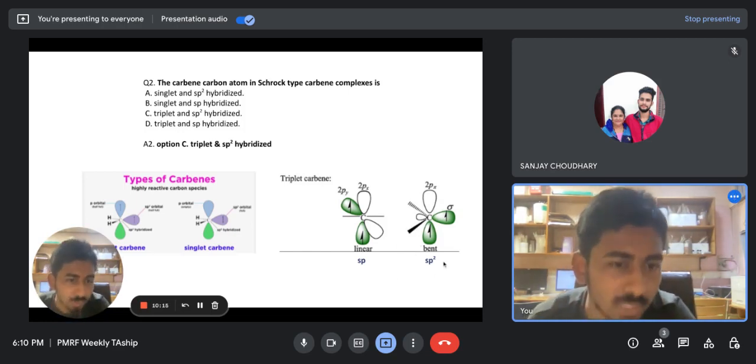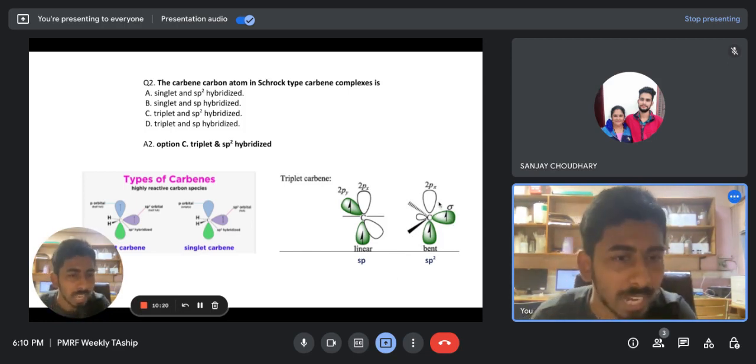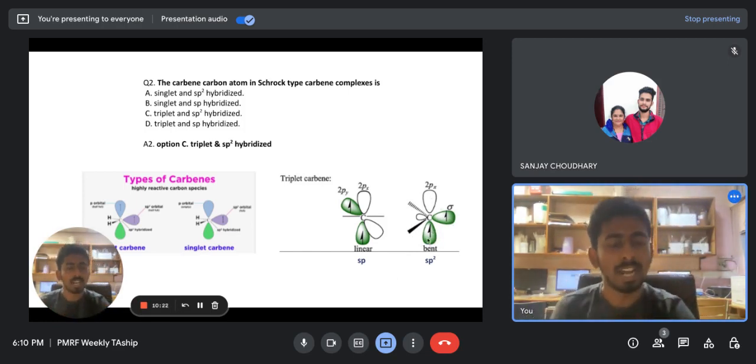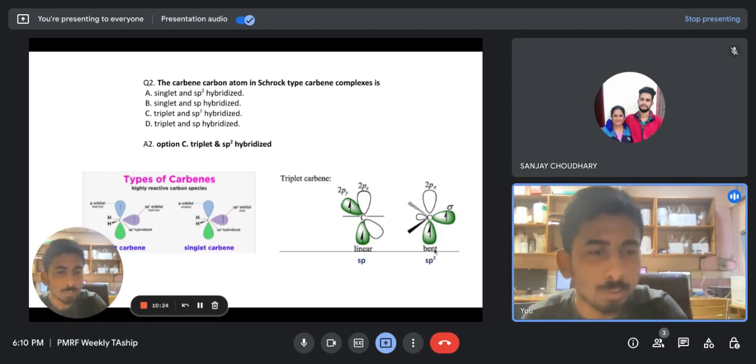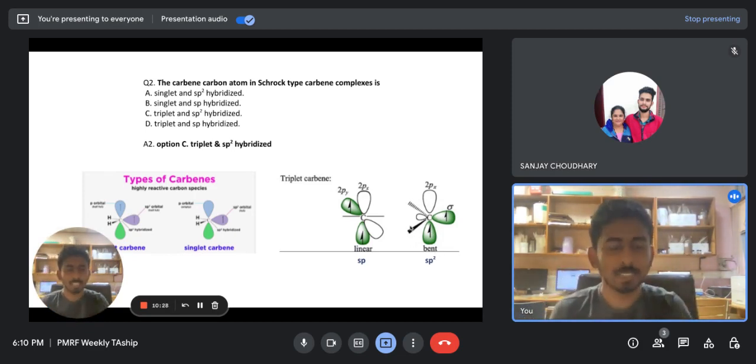That's why these are actually bent. Why? Because of this sigma sp2 orbital, and the 2p pi orbital is actually having one electron. That's why the substituents here are bent. That's why this is the sp2 kind of geometry.